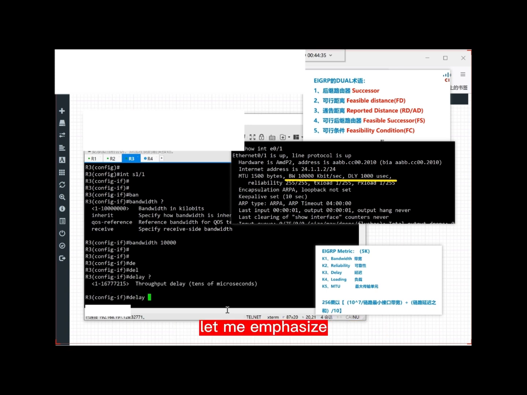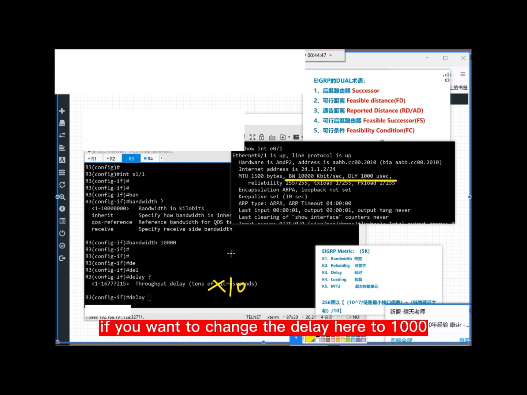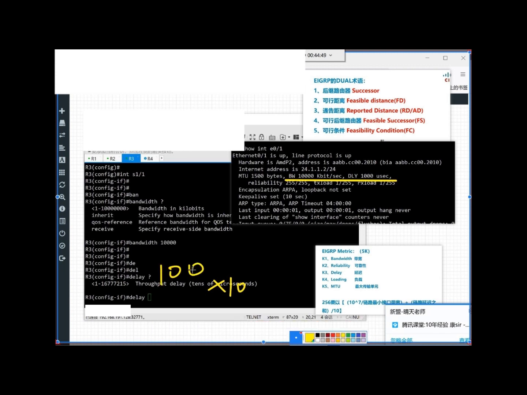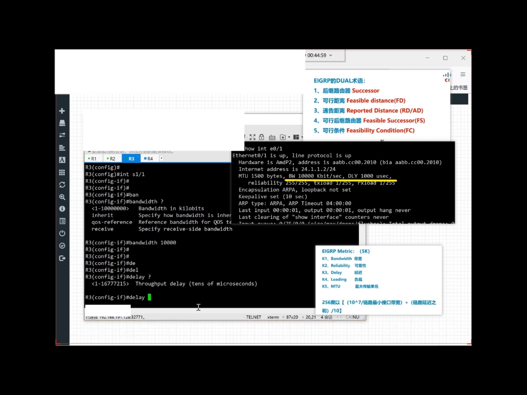Let me emphasize, there is a "tens" written here. It will multiply by 10 by default. So, if you want to change the delay here to 1000, then you write 100 here. If you write 1000, it becomes 10,000, because it will multiply by 10 by default. Many network configuration parameters have similar concepts, so sometimes you need to pay attention. Let's just change it to 100 right here.